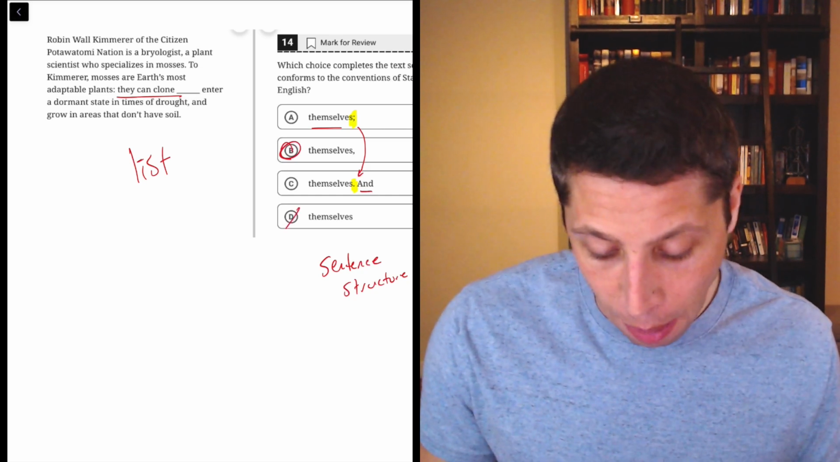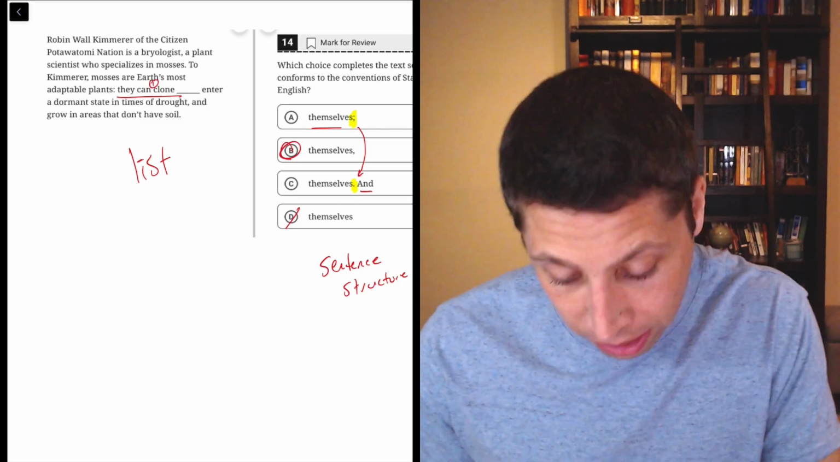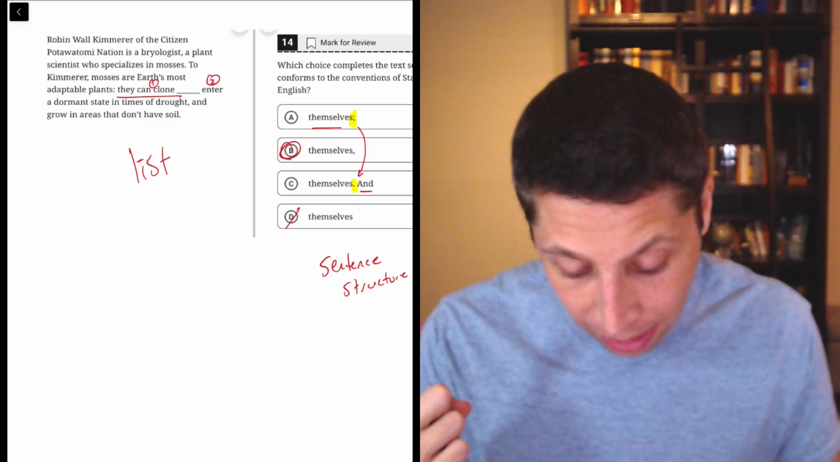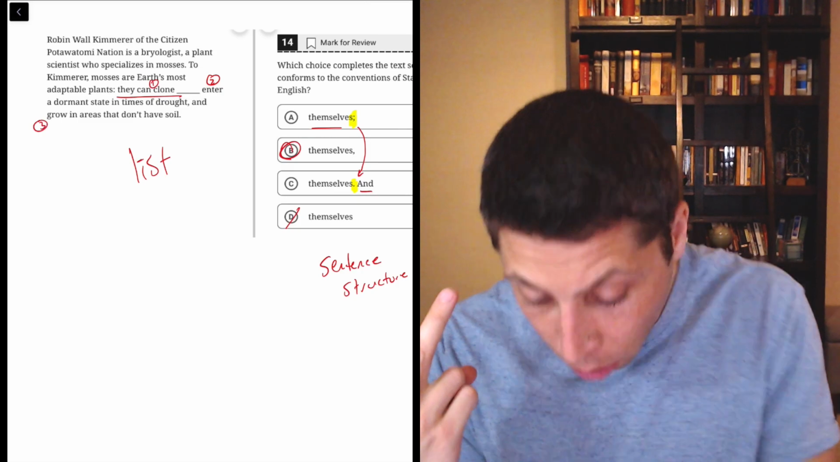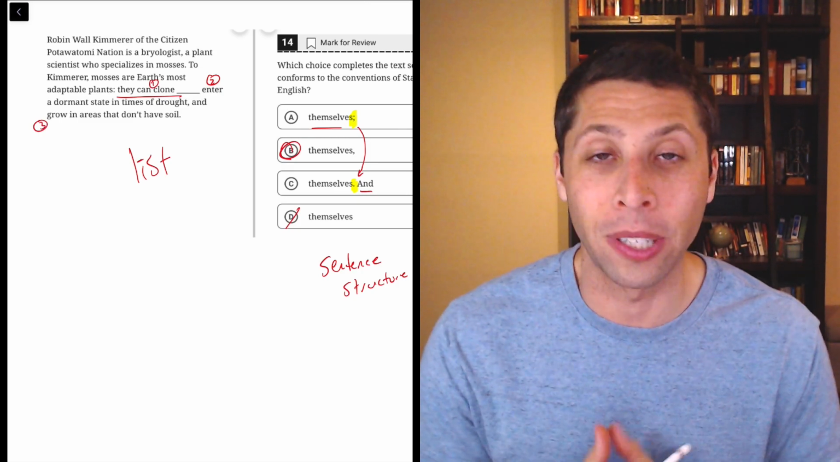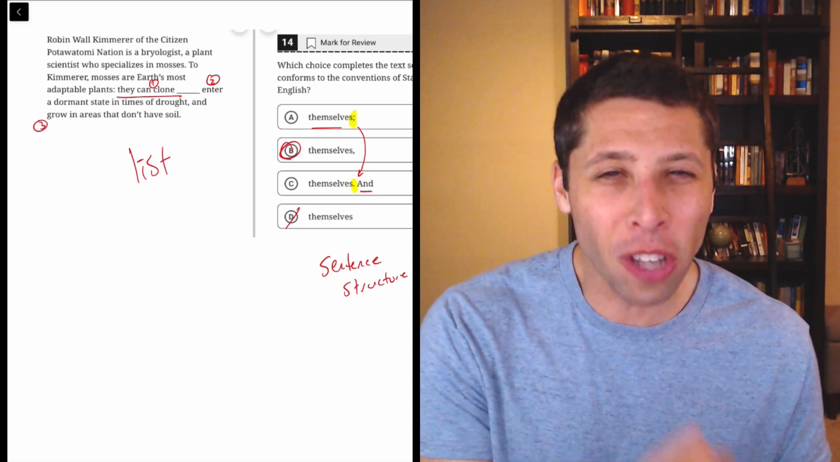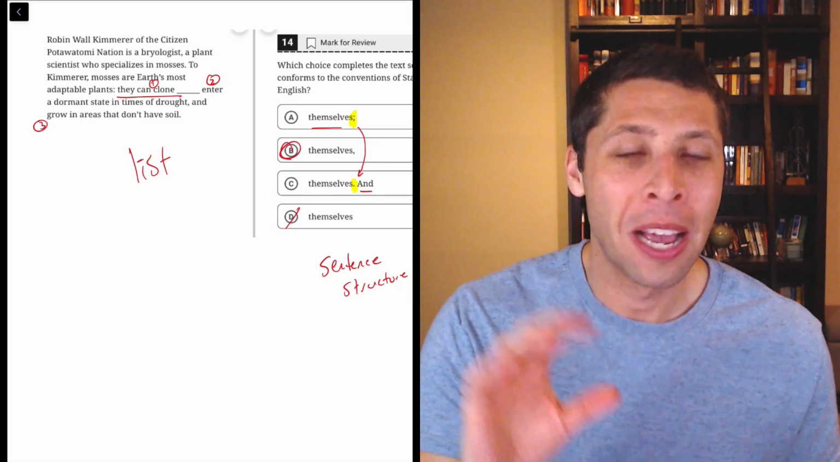And we definitely need a comma because that's where the list continues, right? The three parts are they can clone themselves, 1, enter a dormant state in times of drought, 2, and grow in areas that don't have soil, 3. So there are 3 things in this list. This is a pretty basic rule in English language where when you have a list, we use commas to separate things. There are some rules about semicolons with lists, but this is not that.